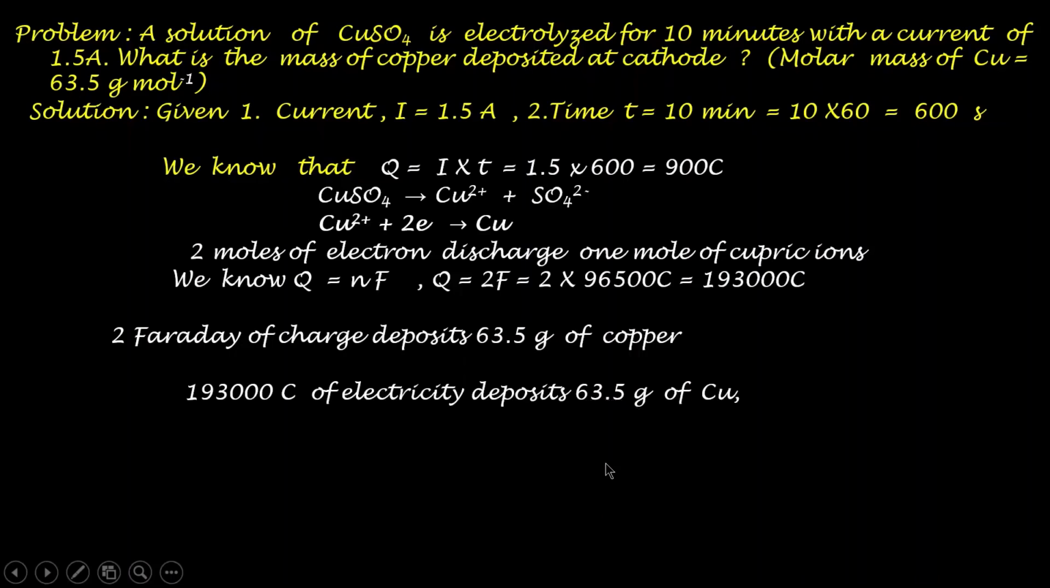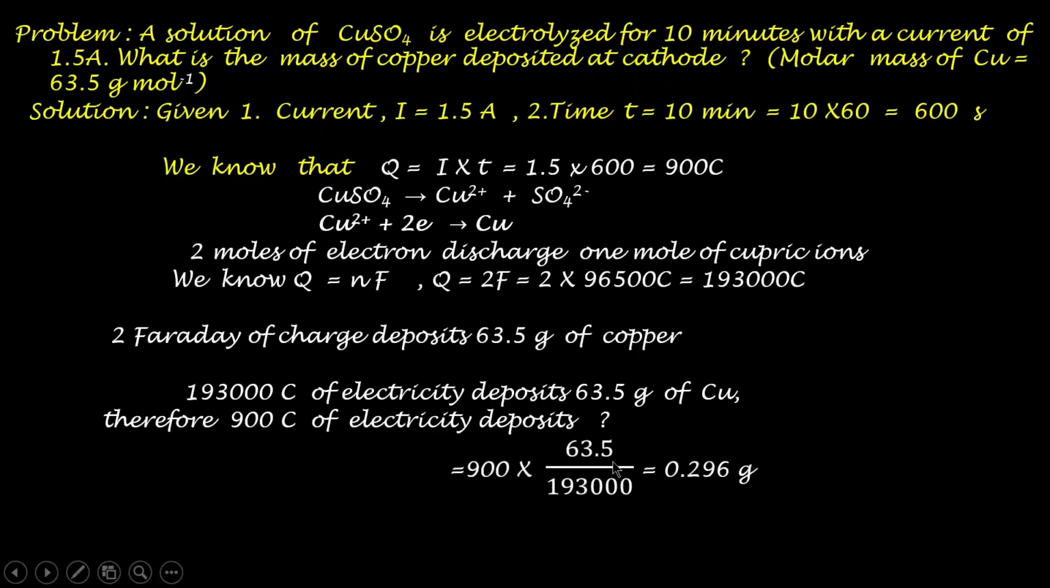Therefore, 900 coulombs of electricity deposits how much copper? If you calculate, you will get 900 into 63.5 divided by 1,93,000 coulombs, that is equal to 0.296 gram. So 0.296 gram of copper will be deposited at the cathode by passing 1.5 ampere of current for 10 minutes. Okay, so the mass of copper deposited at the cathode equal to 0.296 gram.